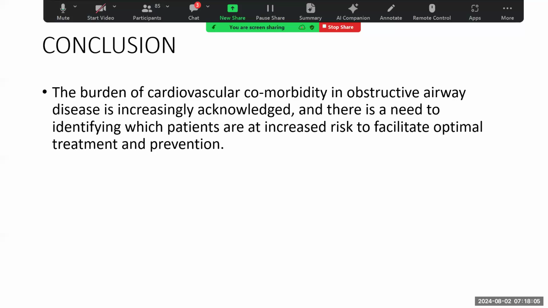And then in conclusion, the burden of cardiovascular comorbidity in obstructive airway disease is increasingly acknowledged, and there is a need to identify which patients are at increased risk to facilitate optimal treatment and prevention. Thank you.